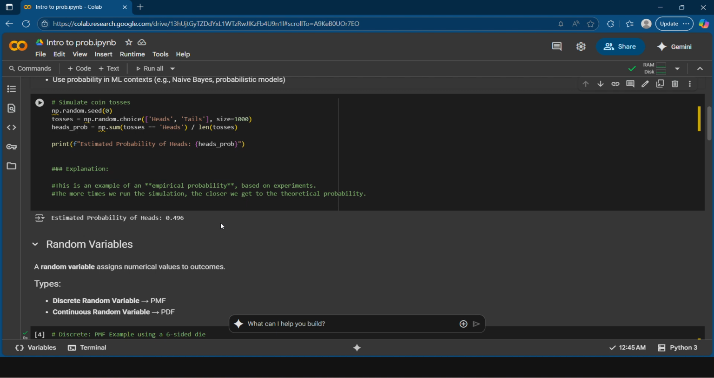For example, now we got around 0.496, which is pretty close to 0.5, right? So this is how the empirical probability works.